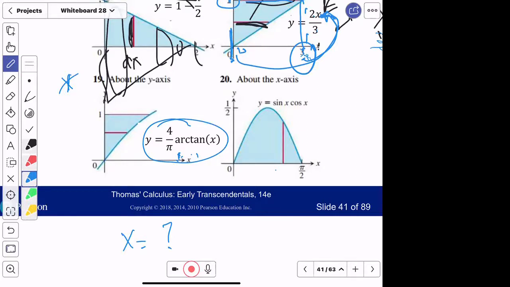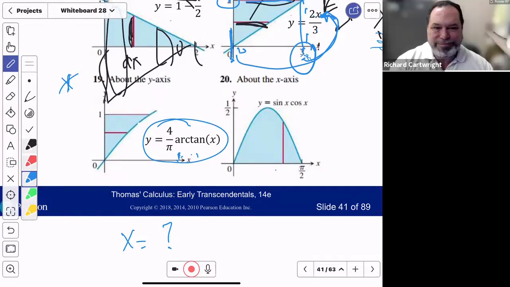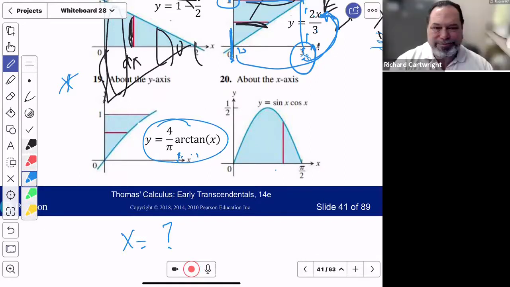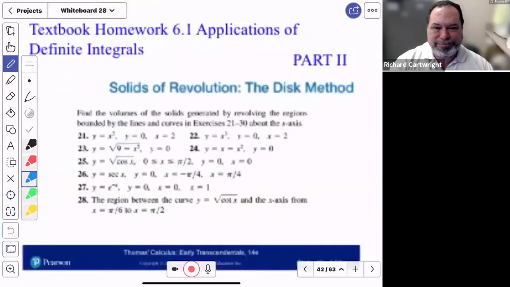I think you first get rid of the 4 over pi, so you multiply by pi over 4, and then you do the tangent of both sides, to get rid of the arctan. Yep. She said it perfectly. I'm amazed.